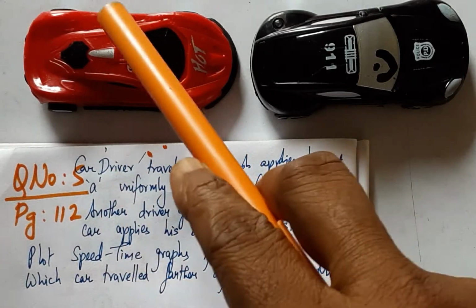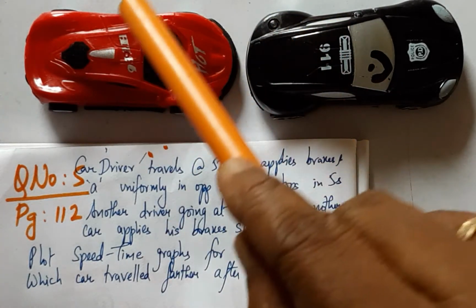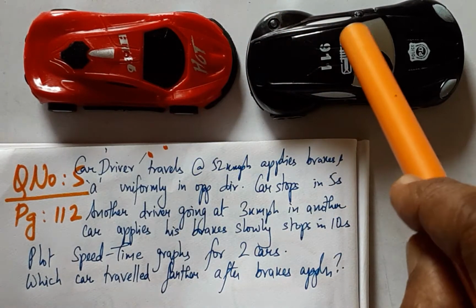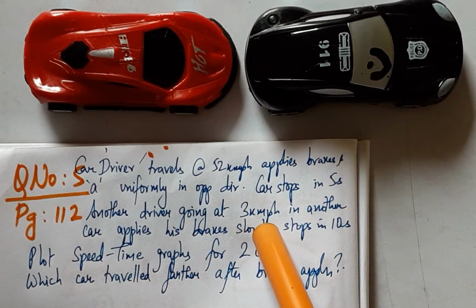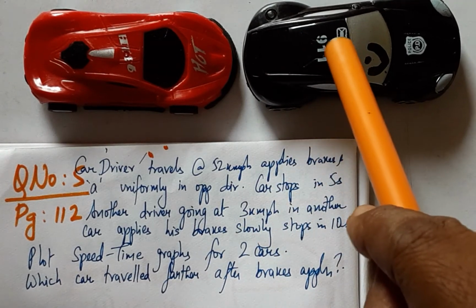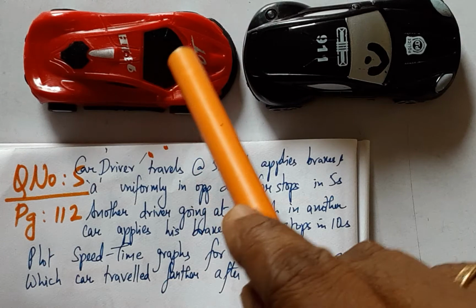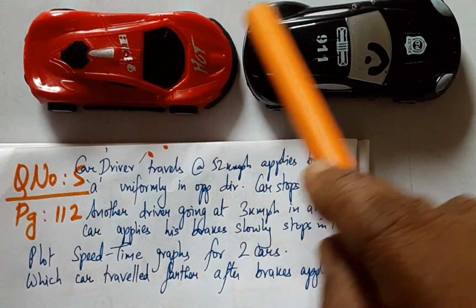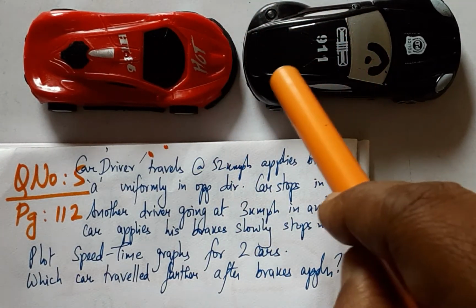In this question, we are dealing with two cars. One is traveling at 52 kilometers per hour. The other car is traveling very slowly at 3 kilometers per hour. Now this person applied brakes and the car stopped in 5 seconds, and this person took 10 seconds to stop his car.